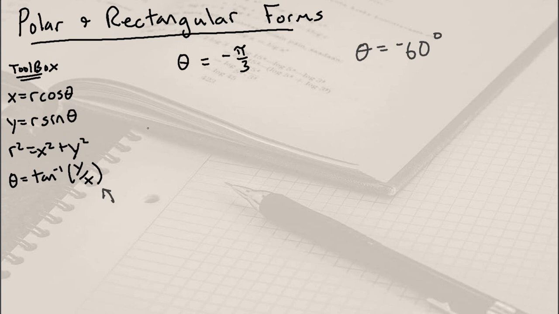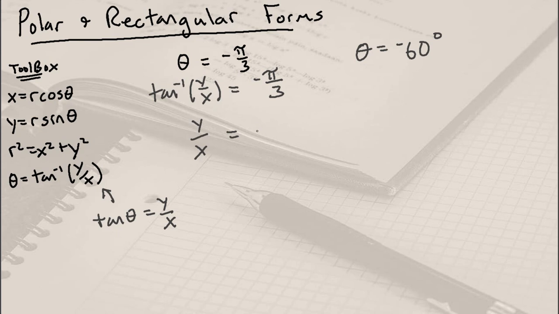Well, I could put this as inverse tan of y over x, but I'm thinking it might be easier to do tangent of theta equals y over x. So I'm going to do it that way. I guess I just lied. Oh well. Alright, so now we can tan both sides and we'll get y over x equals the tangent of negative pi over 3.